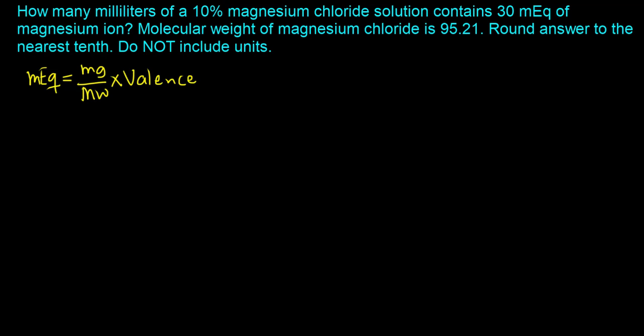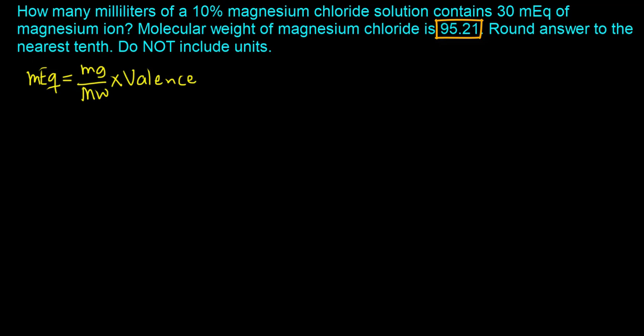So for us to ultimately find the volume of the 10% magnesium chloride solution, the first thing we will do is to find the quantity in milligrams. So we already know the molecular weight of magnesium chloride, which is given as 95.21. The next thing we need to find is the valence.